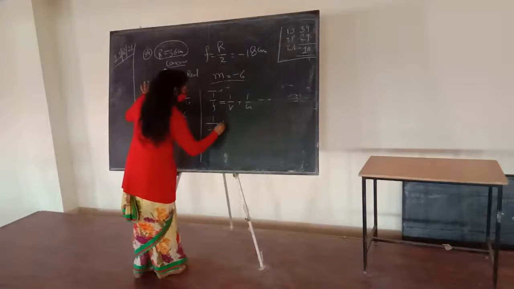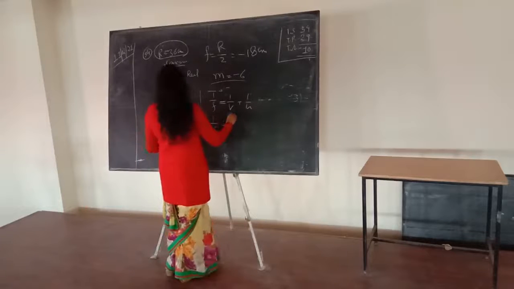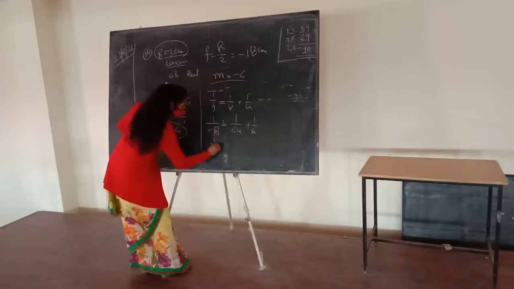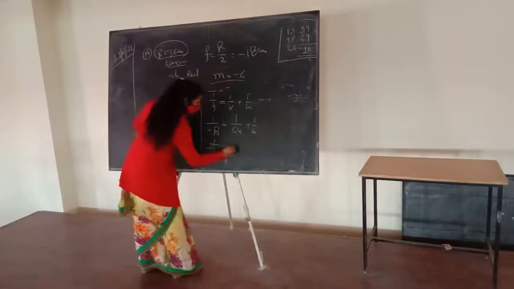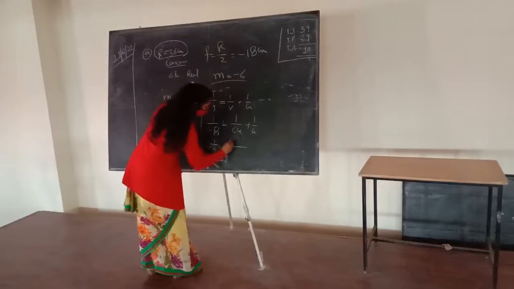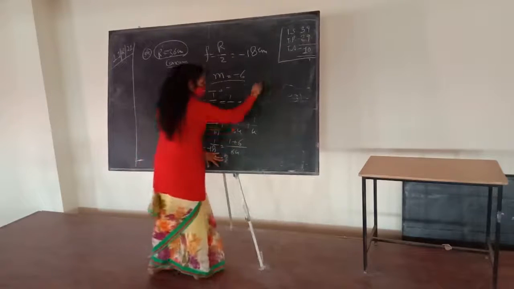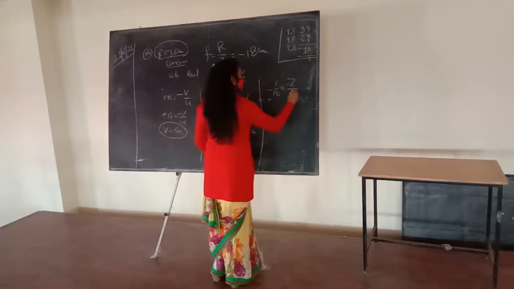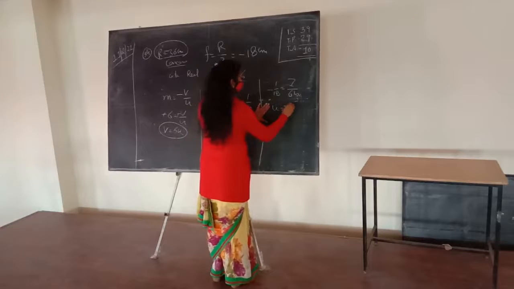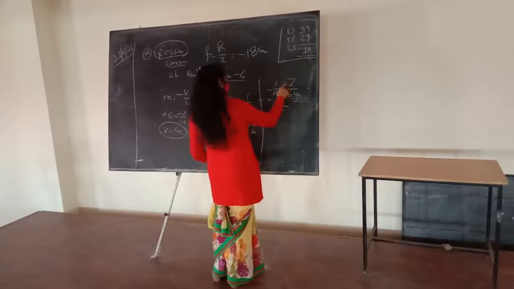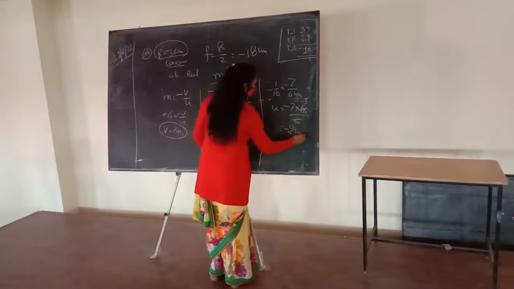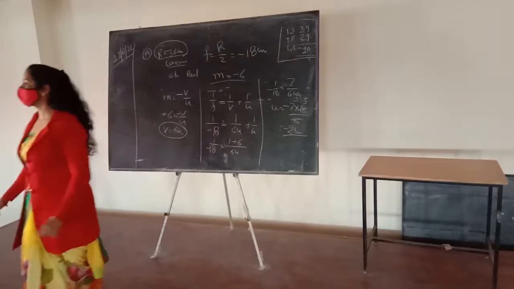1 upon -18 is equal to 1 upon v, and v is 6u, so 1 upon 6u plus 1 upon u. By taking the LCM, it will be 1 plus 6 upon 6u. Minus 1 upon 18 is equal to 7 upon 6u. Then u is equal to how much? 7 into 18 upon 6, minus 21 centimeter. So this is the value of u.